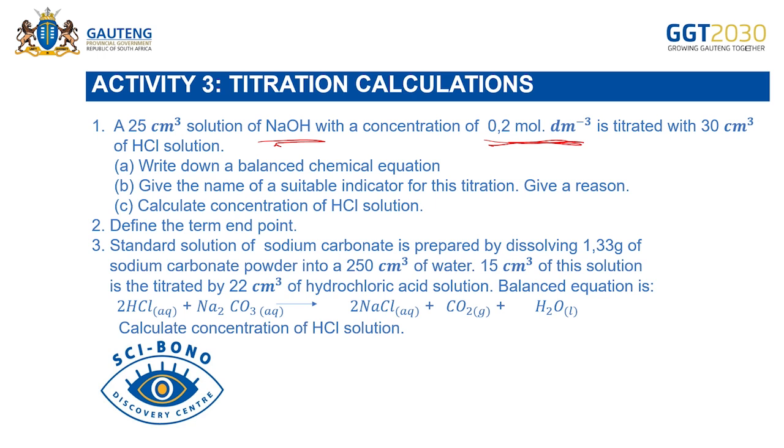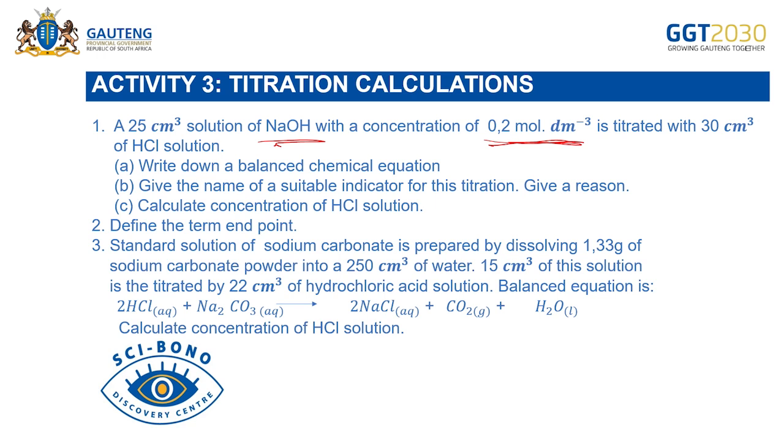So hydronium ions are produced by acids, and hydroxide ions are produced by bases when they're dissolved in water. But this one is a strong base. Why is it a strong base? Because it dissociates completely in water to form a high concentration of hydroxide ions, right? So we are saying it's a strong base.